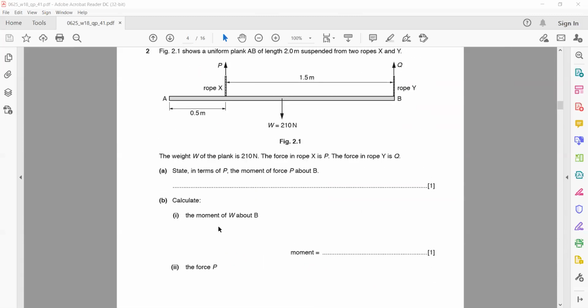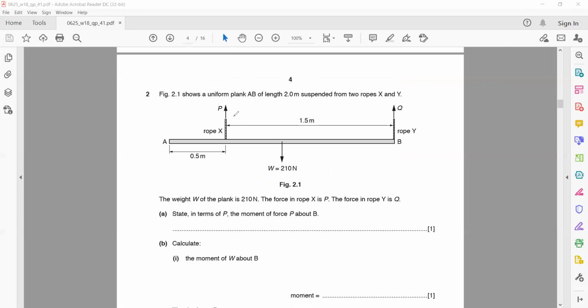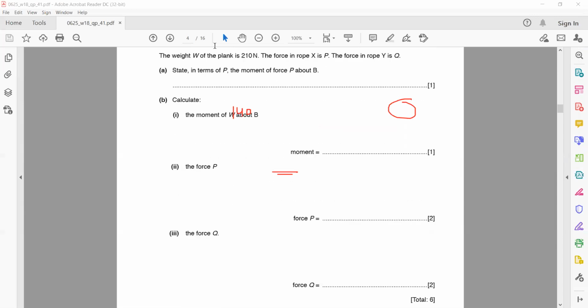The next part, the force Q. How to work out force Q? We know this is 140, which is upward, and we know this is 210 downward. To be in equilibrium, the upward force balances the downward force. So P plus Q is equal to 210. The sum of the two forces should be equal to 210. P we already worked out, which is 140, plus Q is equal to 210. When we solve, we get Q as 70 Newtons.